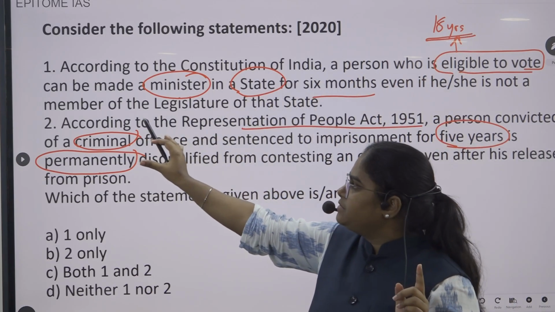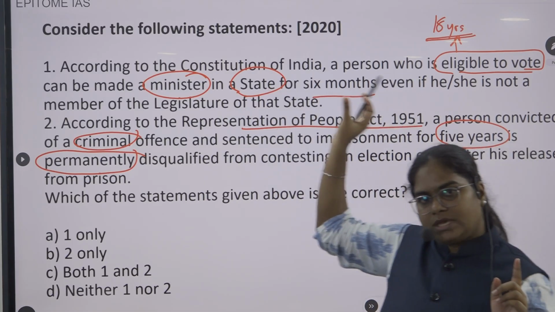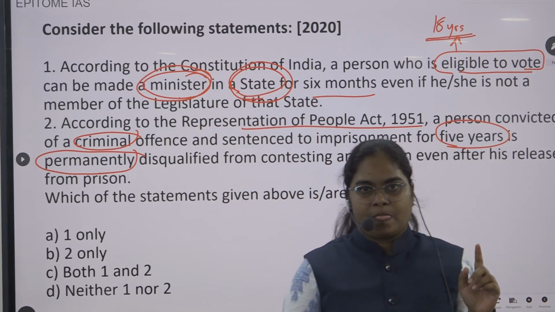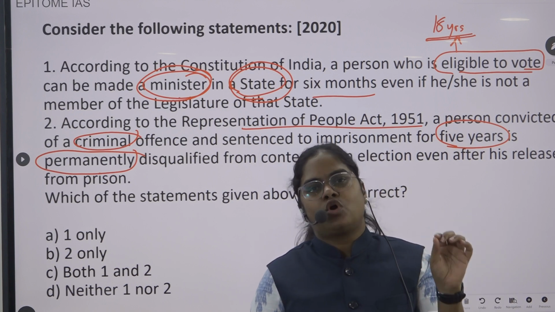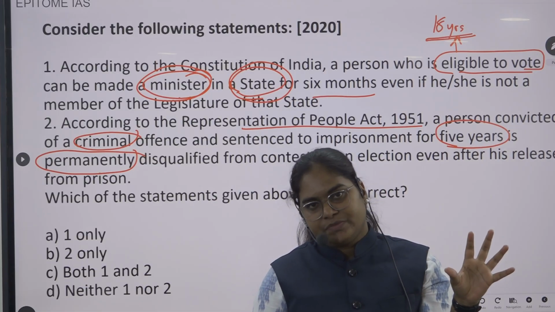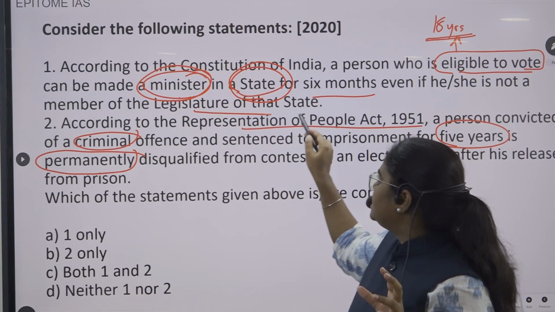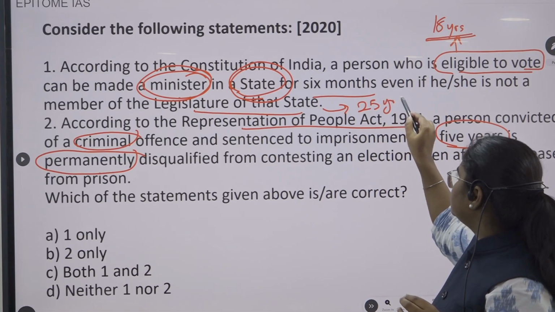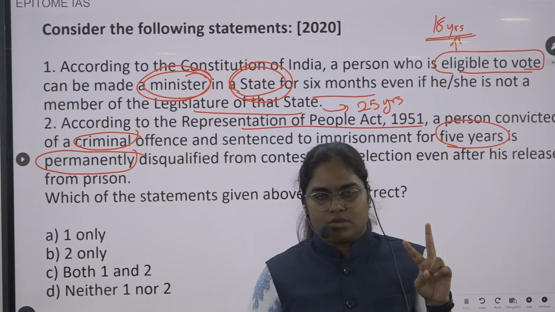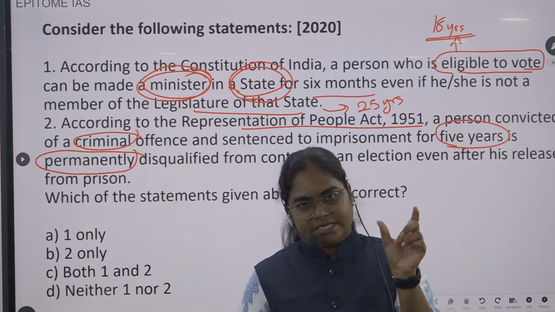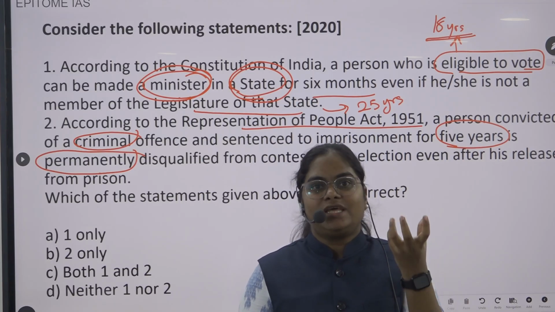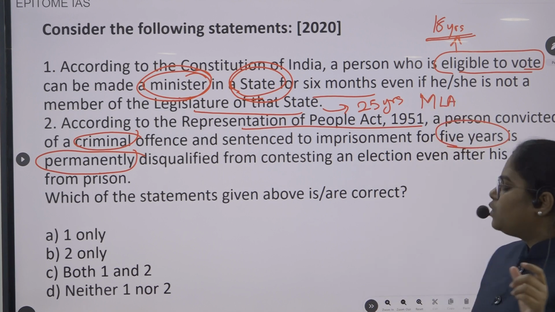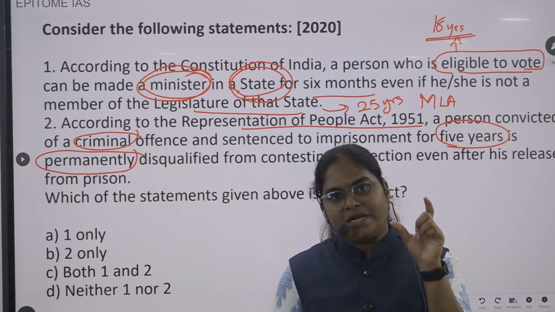And the second part of the statement, if you see, this particular person who is eligible for voting can be made a minister in the state legislative assembly for 6 months even if he is not a member of that legislative assembly. So to become a member of the state legislative assembly, what is the minimum age? The minimum age is 25 years. Okay? So you know these two things. One is for voting, the minimum age is 18 years, and to become an MLA, a member of legislative assembly, the minimum age requirement is 25 years.